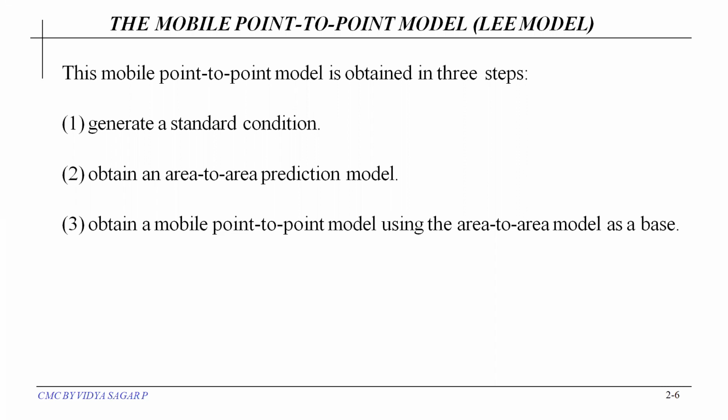The point-to-point model is obtained in three steps. One is generating a standard condition. The second is to obtain an area-to-area prediction model. And the third is to obtain a point-to-point model using the area-to-area prediction model. That means the point-to-point prediction model will be obtained by using the area-to-area model.